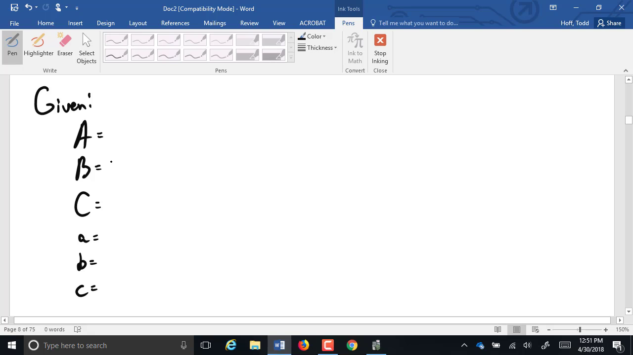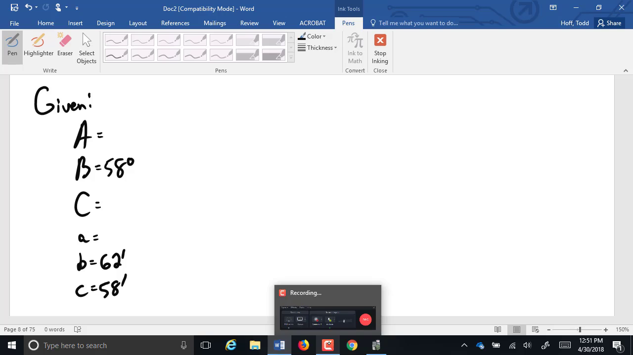I'm going to give you that angle B, 58 degrees. Angle C, oops, nope, I'm not going to give you an angle. I only give you one angle. I'm going to give you that side B is 62 feet and side C is 58 feet. Find the rest of the pieces for me. I'll give you a couple.